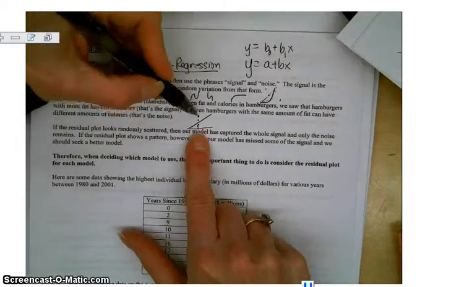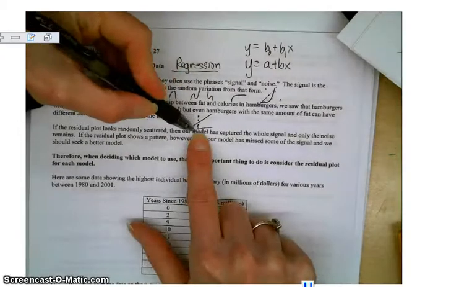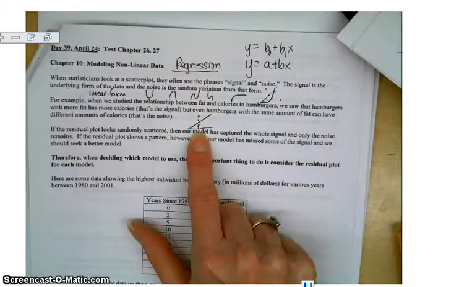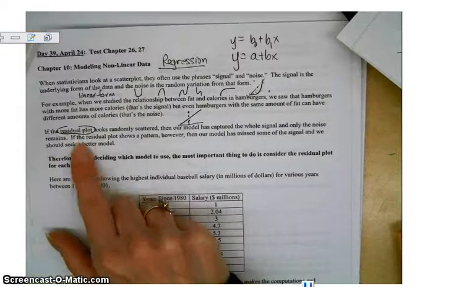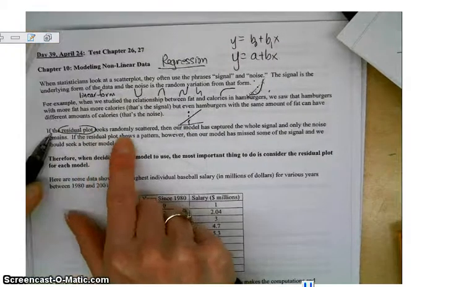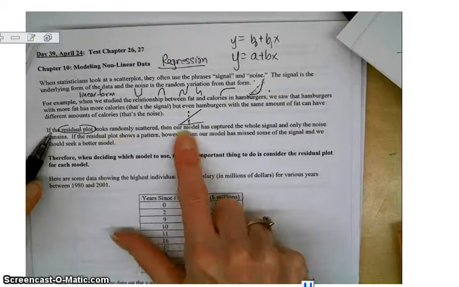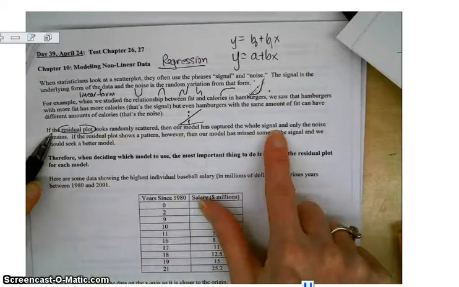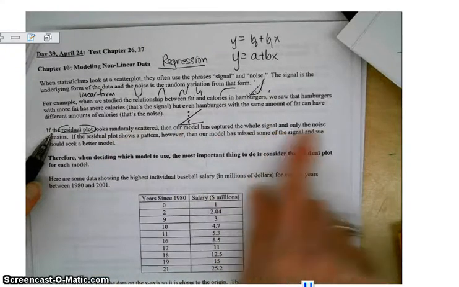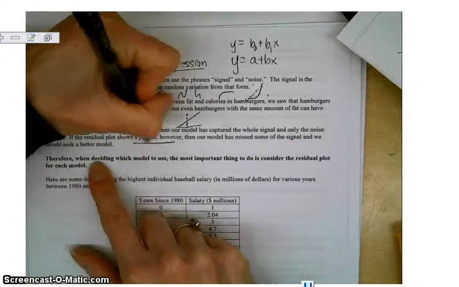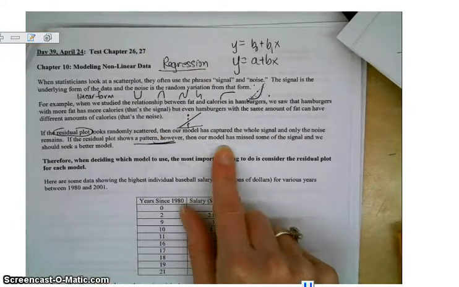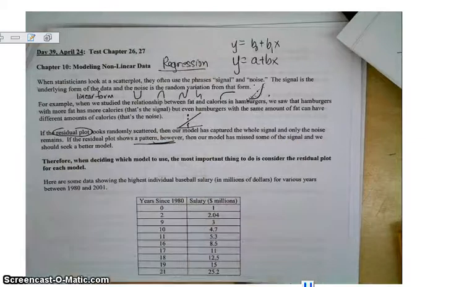You can have a hamburger with all the same amount of fat, but different calories. So that's the noise. So the residual plot is really the key here. If the residual plot looks randomly scattered, then our model has captured the whole signal and only the noise remains. If the residual plot shows a pattern, however, then our model has missed some of the signal and we should seek a better model.